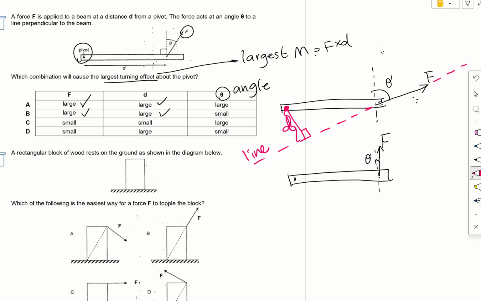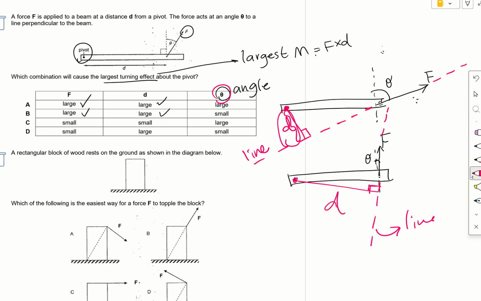How about when my angle is small? We have this and we see that this angle is small. So again, we draw our line of action of F. The pivot is here, the line of action is here. Which one is the shortest distance from point to line? It will be something like that, and it will definitely give us our perpendicular distance.